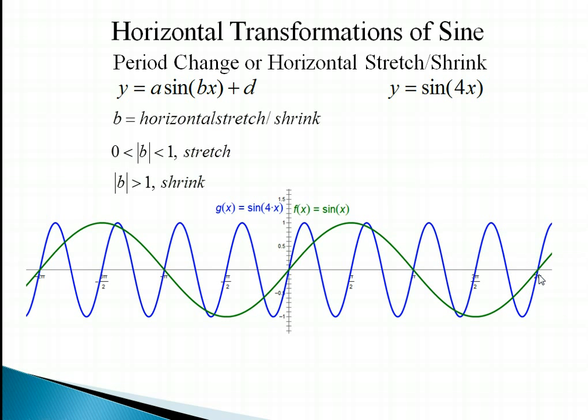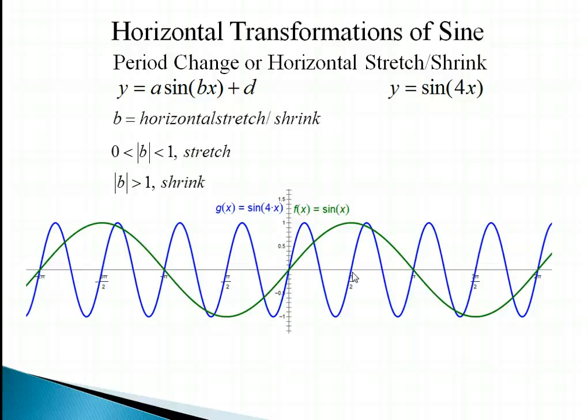So let's see how many periods we have between 0 and 2 pi for the graph of sine 4x. To get one period, we would go from 0 up, back to 0, down to a low, and then back to 0 again. So we have our two zeros, we have our maximum, and we have our minimum point. And we did all that in a length of pi over 2 units rather than 2 pi units.